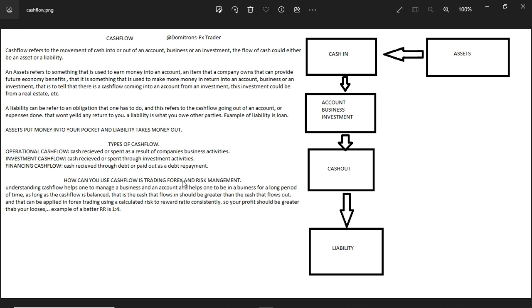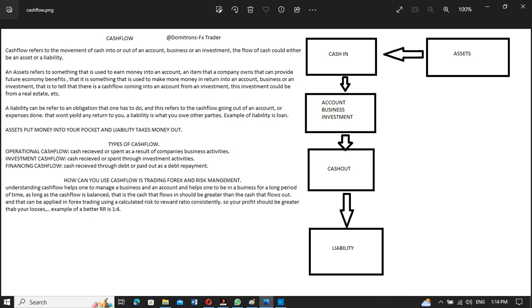So an example of a better risk to reward ratio that I learned from someone who mentored me is 1:4, and that could be used on a $100 account. Now, how is cash flow very, very important in trading? This is something I came to understand because I learned from my mistakes.